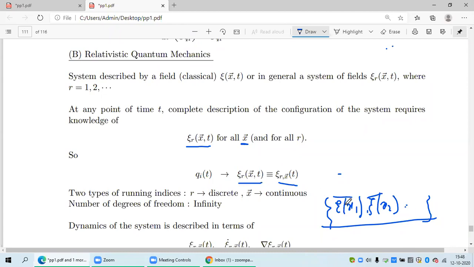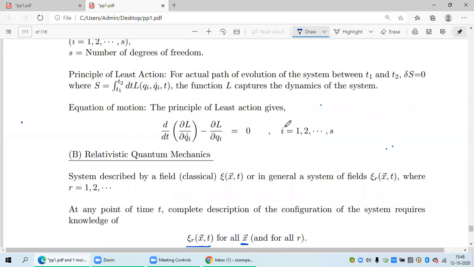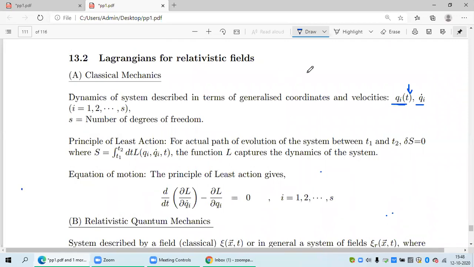Because all of them together, this function of x as a whole, describes the entire system. That means the values of this function at every x are all independent values. To begin with, when you formulate classical mechanics, you take q1, q2, q3 as generalized coordinates, and you assume them to be independent.